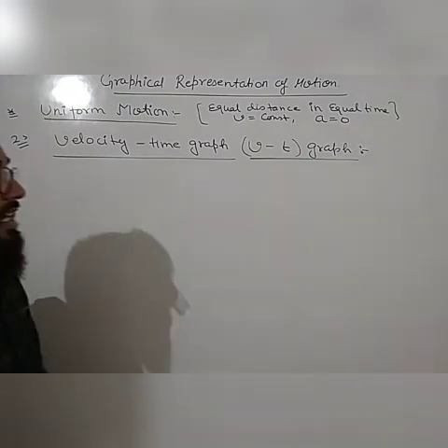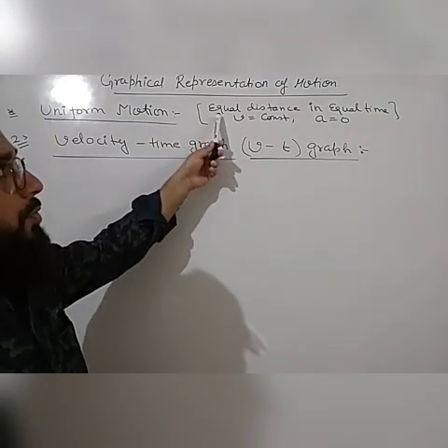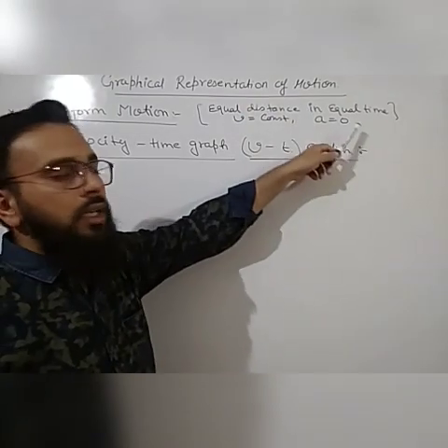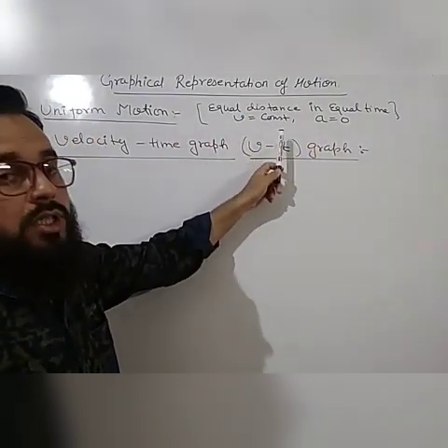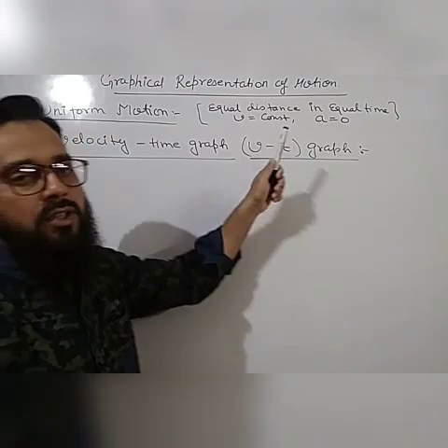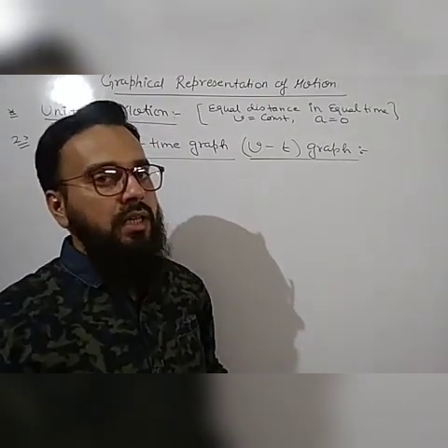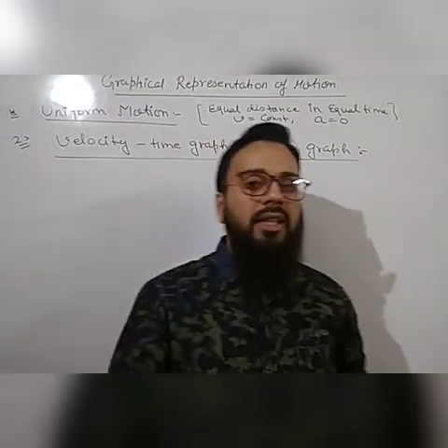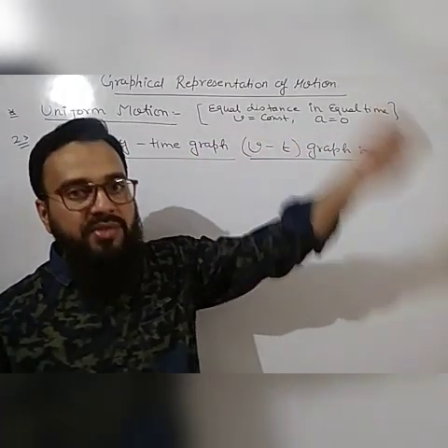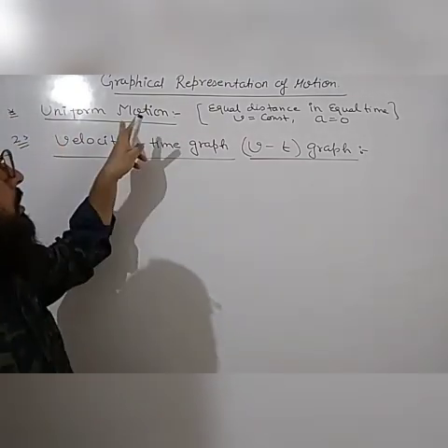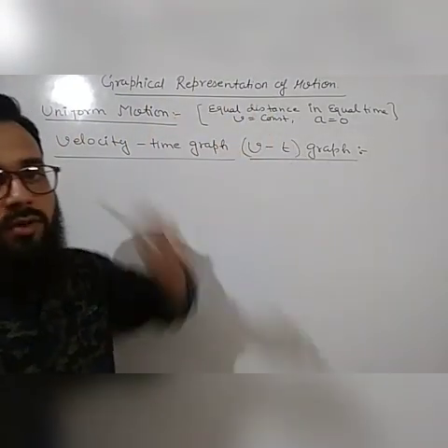And as we know, what is the condition of uniform motion? Equal distance in equal time. That was the first condition. The second condition is that velocity remains constant, because when the object covers equal distance in equal time, it is only possible when the velocity remains constant. I have already discussed all these things in my previous video. So for uniform motion, velocity will remain constant.